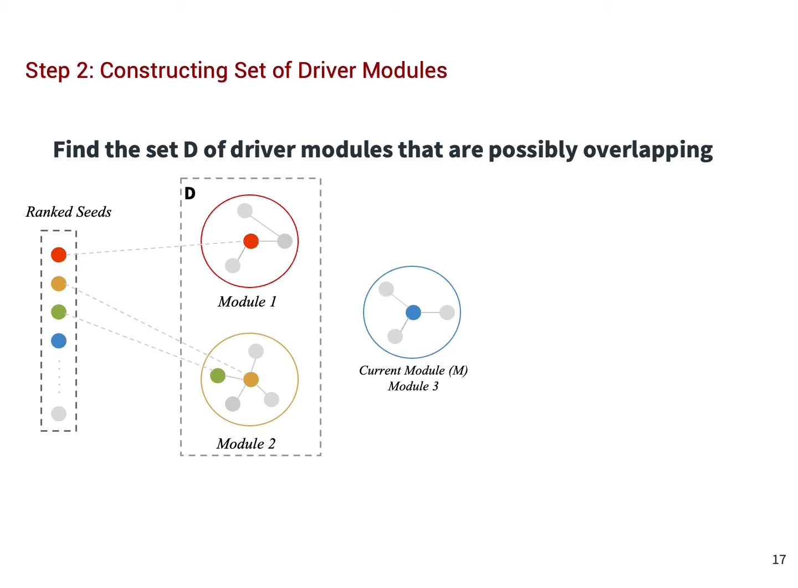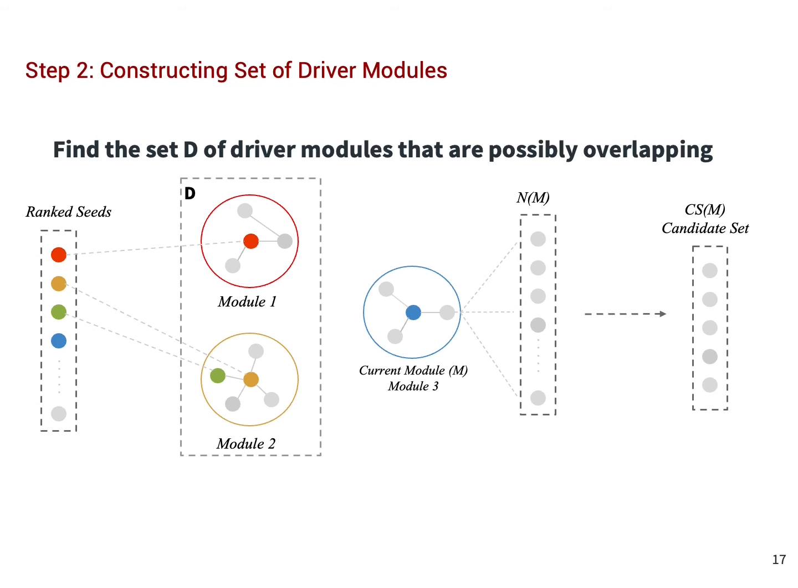Now I will explain in detail how we do the growth process. First we look at the neighbors of this module, so all the genes that are incident to a gene in the module, and we filter this neighborhood to come up with a set of candidate genes. These candidate genes should satisfy these two conditions.